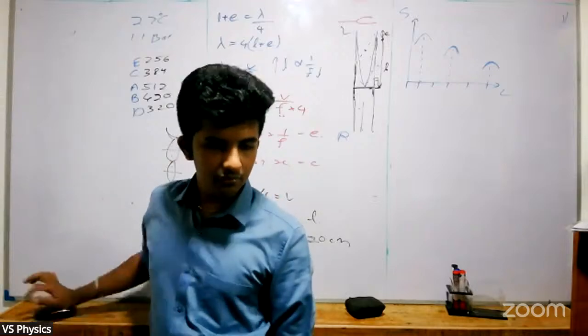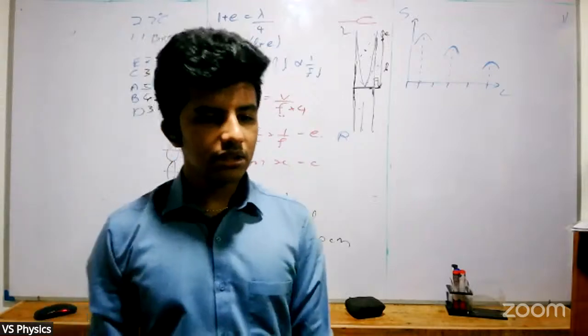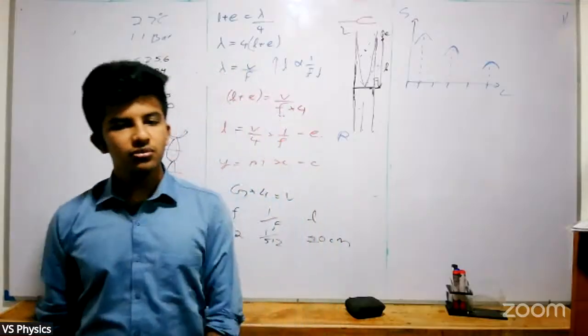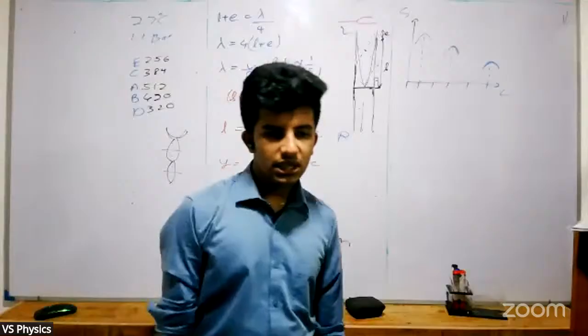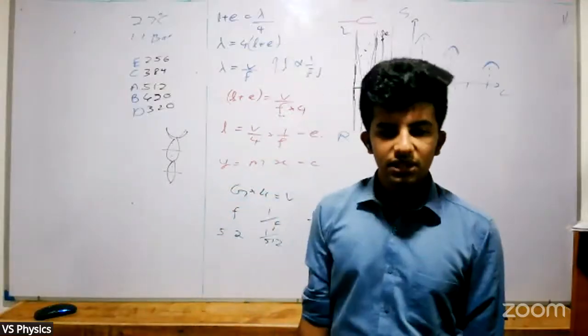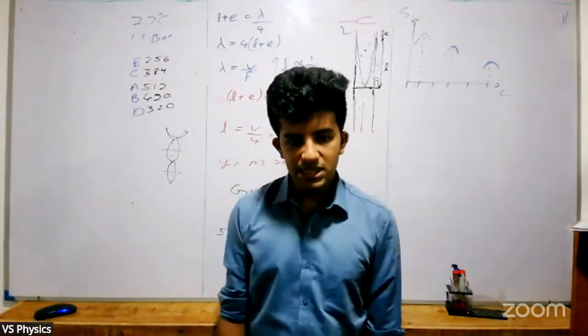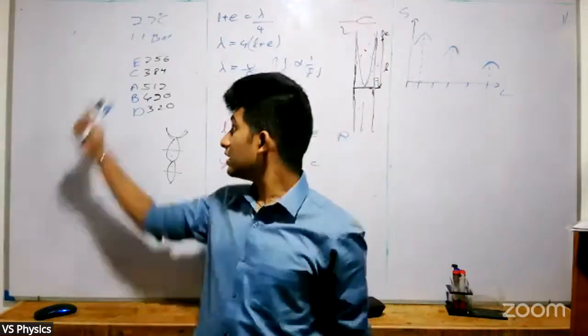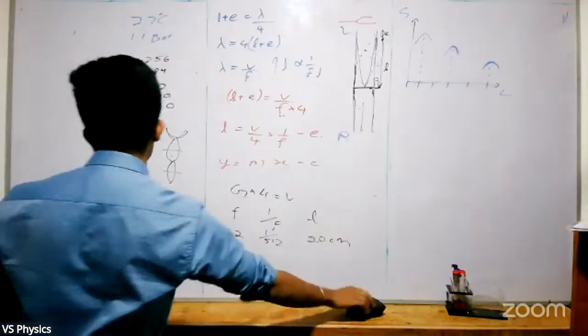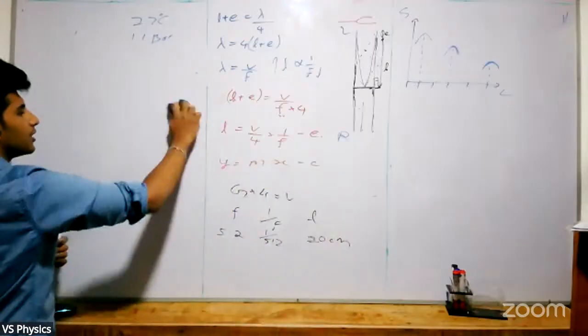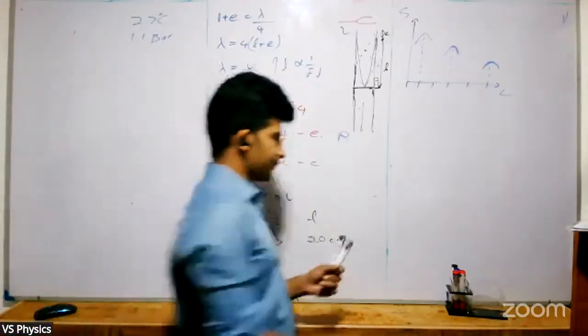Next, calculate the minimum length of the glass tube required to take data using the given set of tuning forks. Take the value of V in air as 345.6. They have given a range for the answer, and the answer lies within that range. So we take 345.6 here.